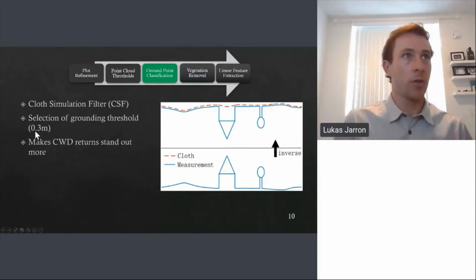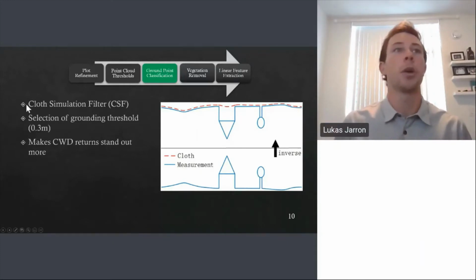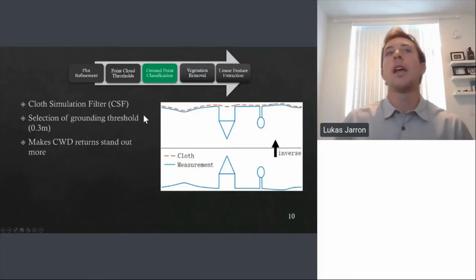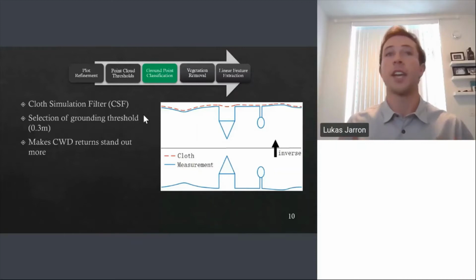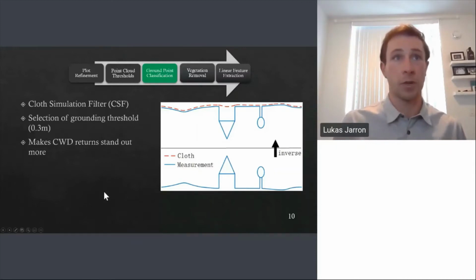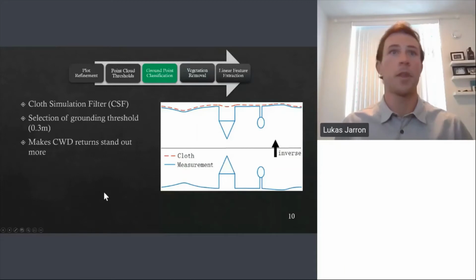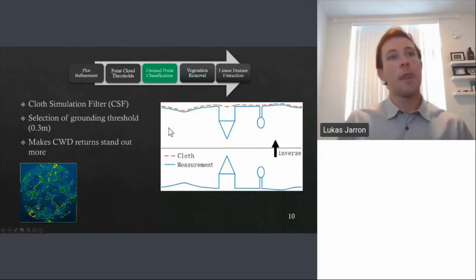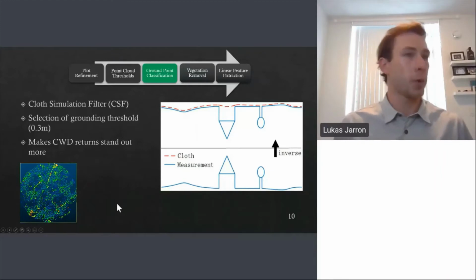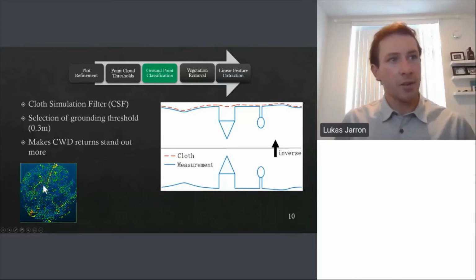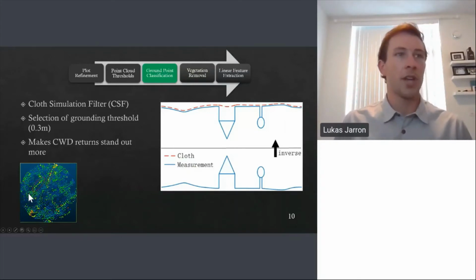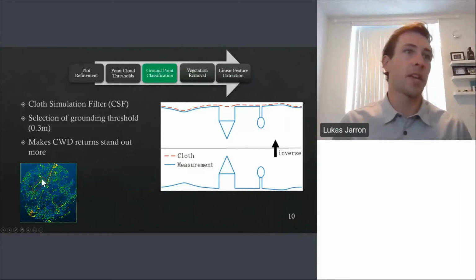I set my grounding threshold at 0.3 based on my lower point cloud threshold. Basically, anything below 0.3 meters, it will revalue to 0, which makes anything 0.3 meters above stand out quite a bit more. My hope here was to make the coarse woody debris returns stand out from everything else that's going on on the ground. The example shown in this image in the bottom left is one of my plots, and this is just the normal grounding algorithm. You can see there appears to be some sort of linear feature here, but it's not super defined and it's hard to pick out from the rest of the noise.